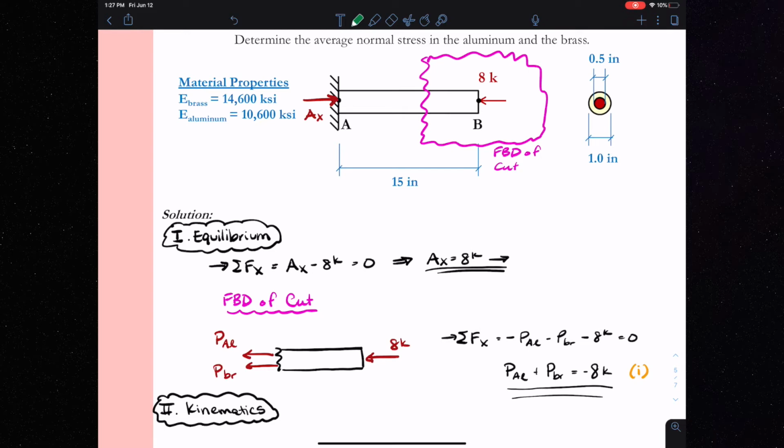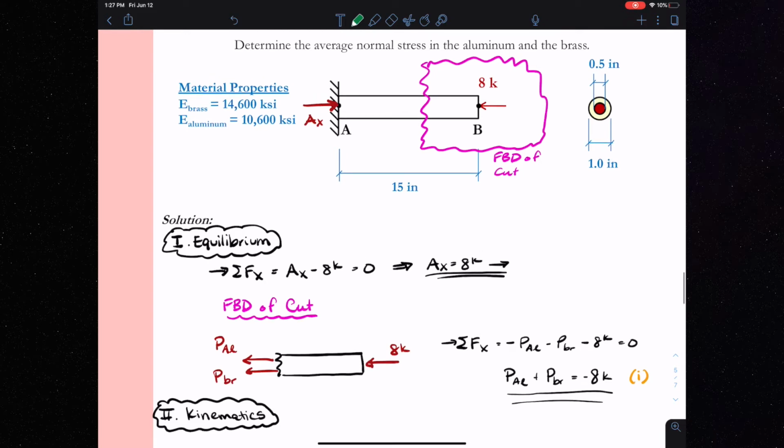Our second tool in our engineering toolbox is kinematics. So in kinematics, we relate displacements to one another. So when I apply 8 kips of compression at point B, I will generate a displacement in the rod towards point A. I think we can all see that this cylindrical rod, AB, will compress as such. And again, I'll shade in my final deflected shape.